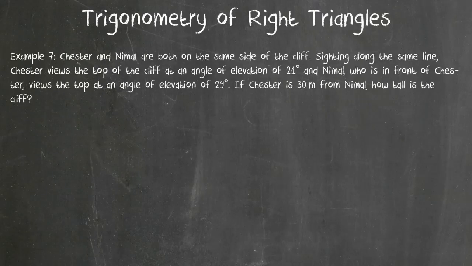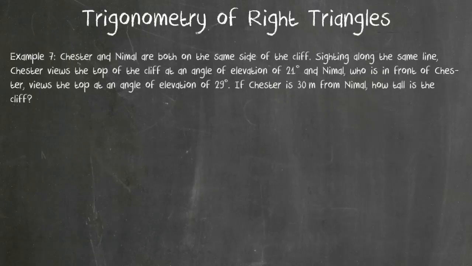Okay, folks, example 7. We're told that Chester and Nemo are both on the same side of the cliff. Sighting along the same line, Chester views the top of the cliff at an angle of elevation of 21 degrees, and Nemo, who's in front of Chester, views the top at an angle of elevation of 29 degrees. If Chester is 30 meters from Nemo, how tall is the cliff?